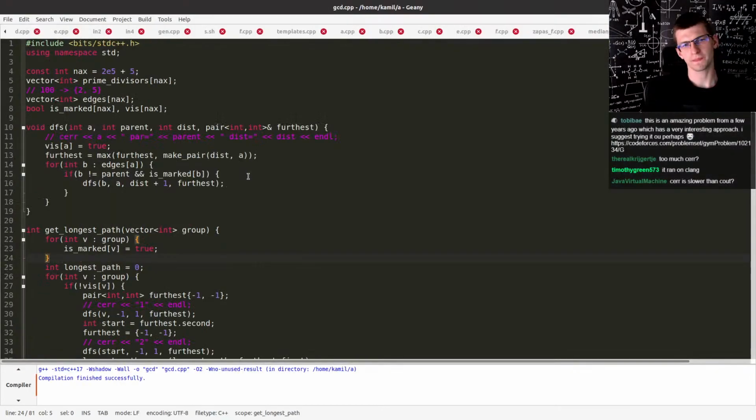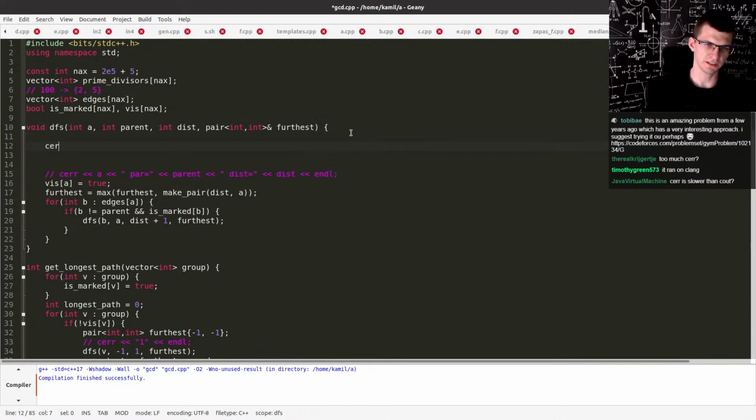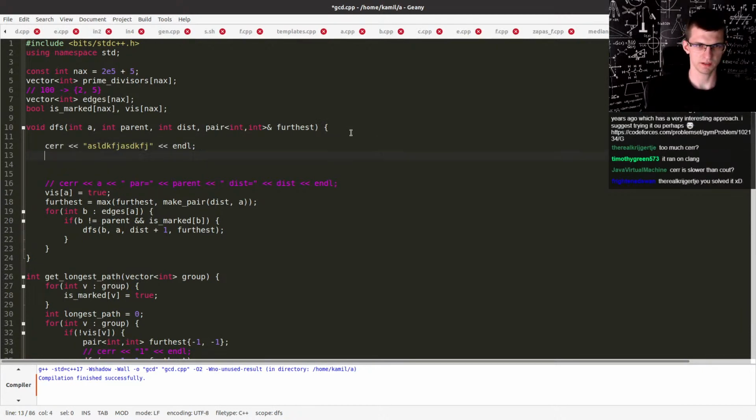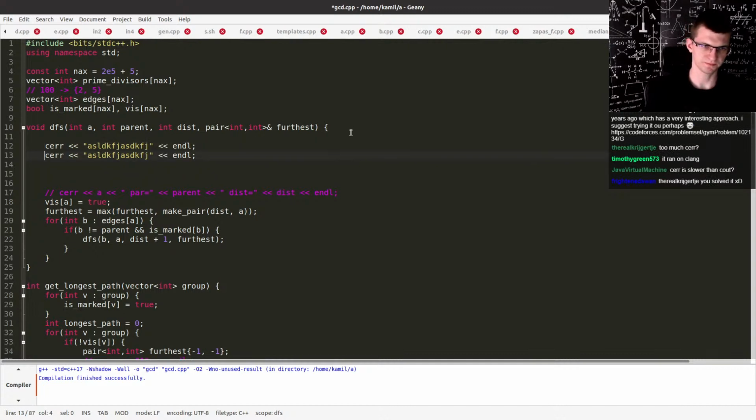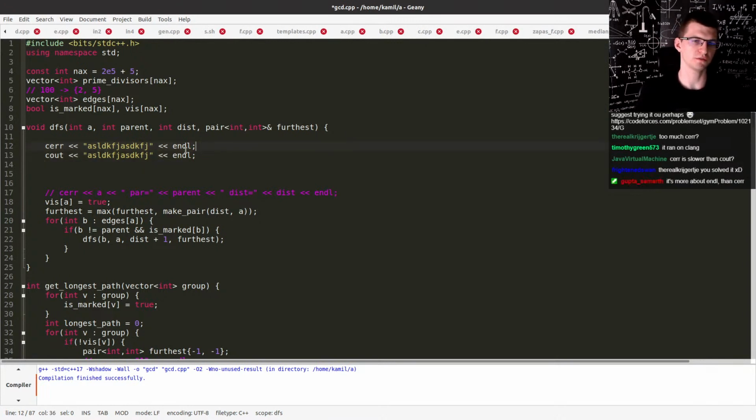CERR, this thing. Those two lines have the same speed, I think. Print something, this, and then cout. Here's the thing. Both those lines are slow, very slow because of this, because of flushing the output with ENDL.